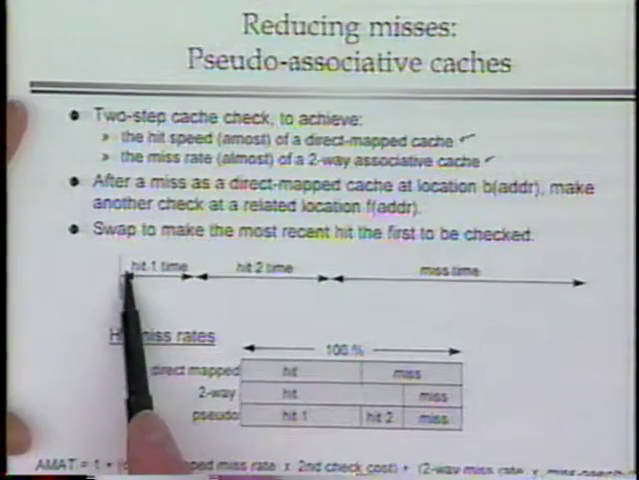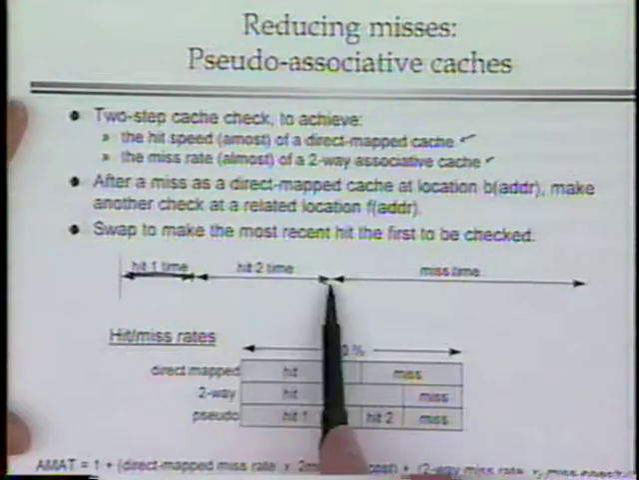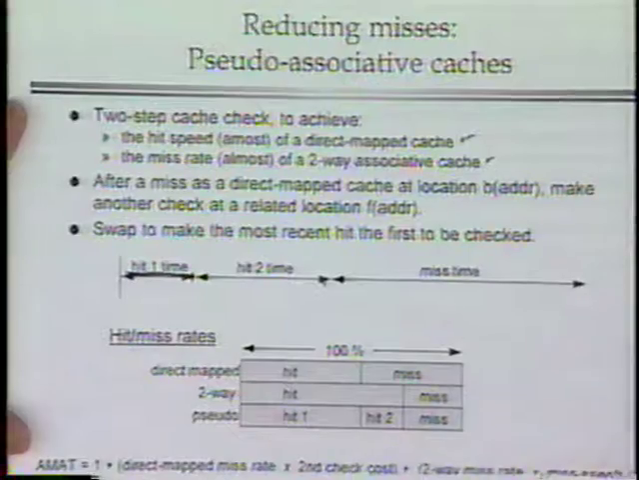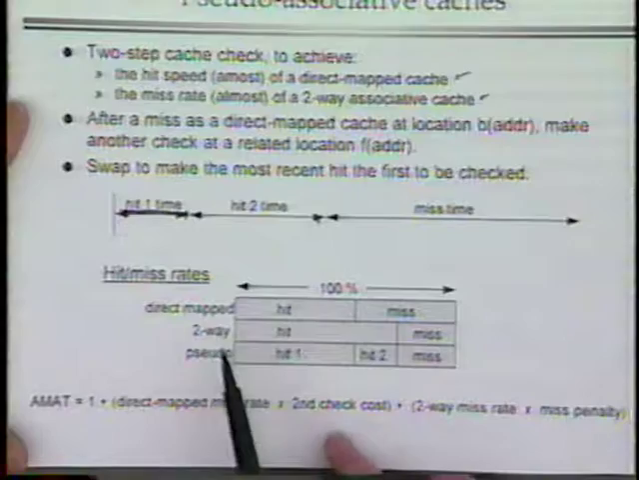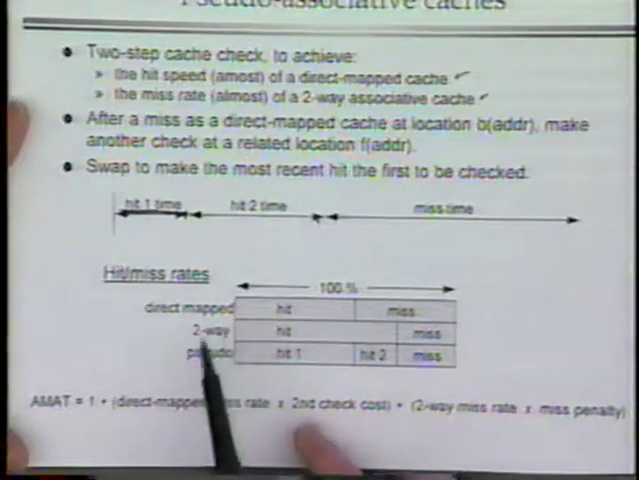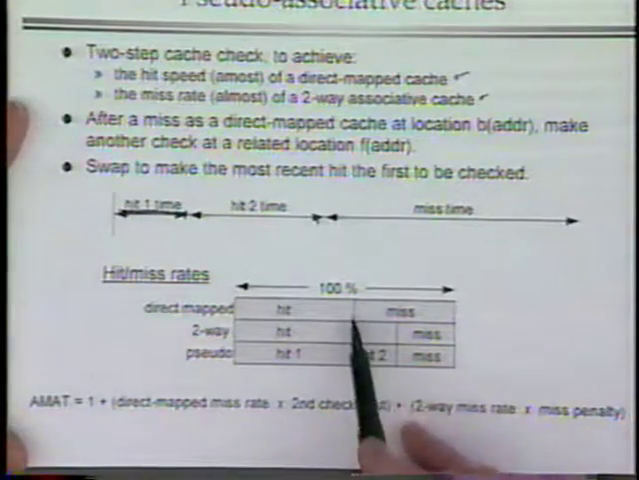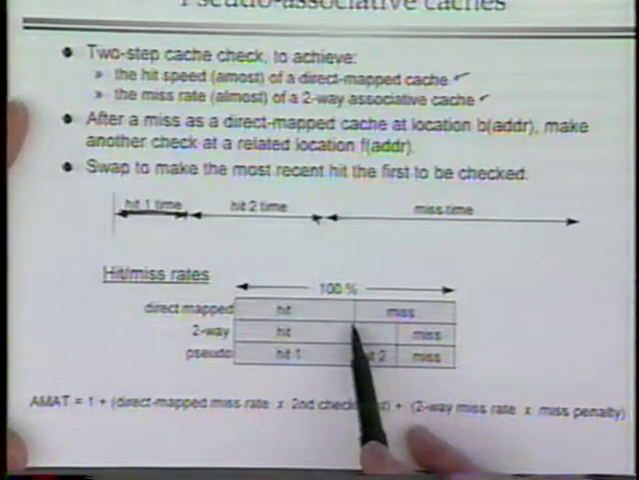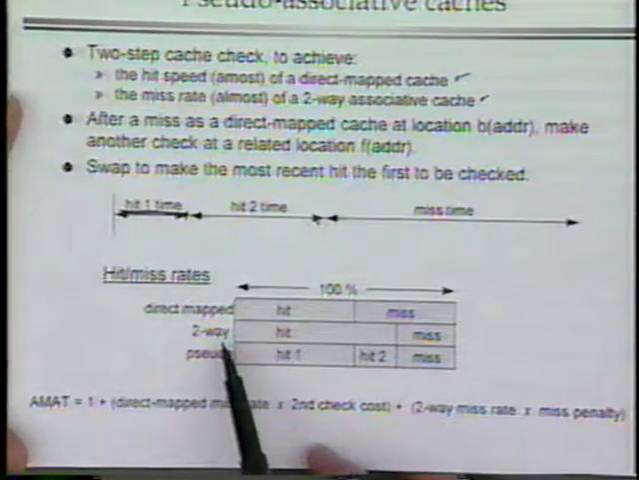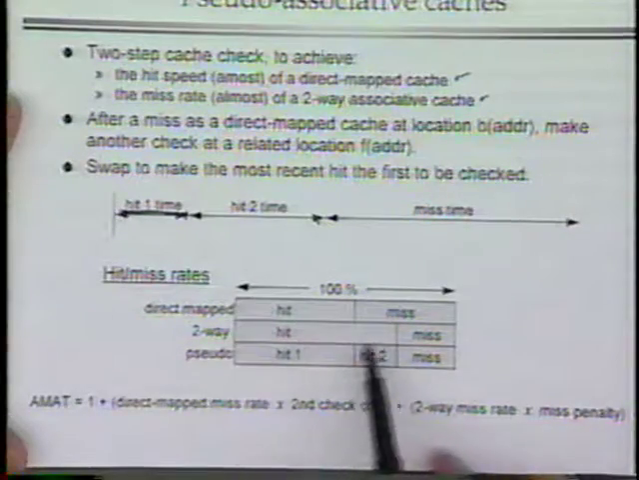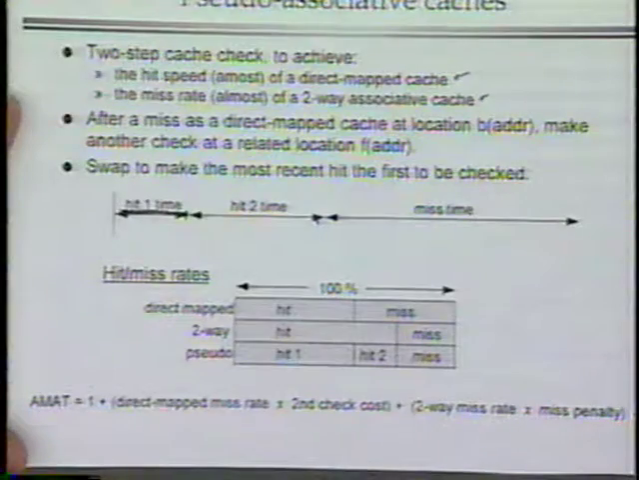This shows that if you hit the first time, you pay a certain penalty. It takes you longer if you hit on the second time, and if you've missed on both of those times, then it's a long time to miss the cache. The idea here is that the direct map cache we know is easy and fast, but it has a hit rate which is some fraction of 100%. You know, in this picture it looks like maybe 60% of 100%. And if we were to go to a real two-way associative cache with the extra hardware that requires, we would get some better hit rate. You know, it might be 75%, and the other 25% would be misses.